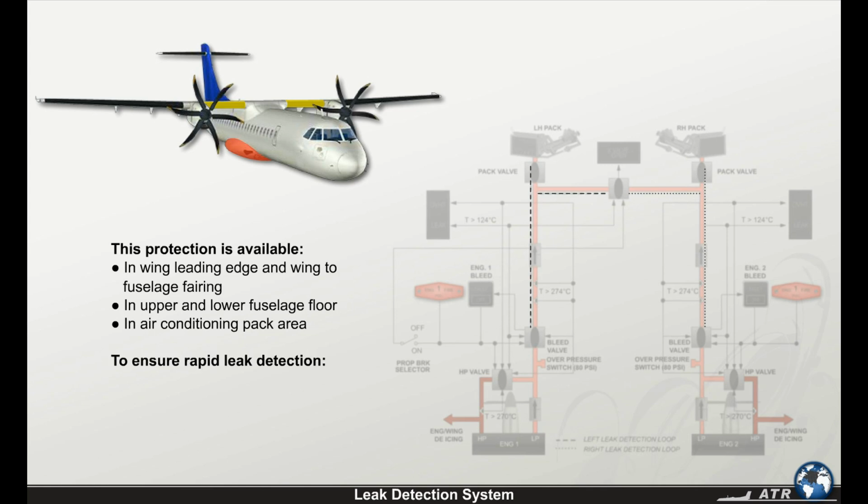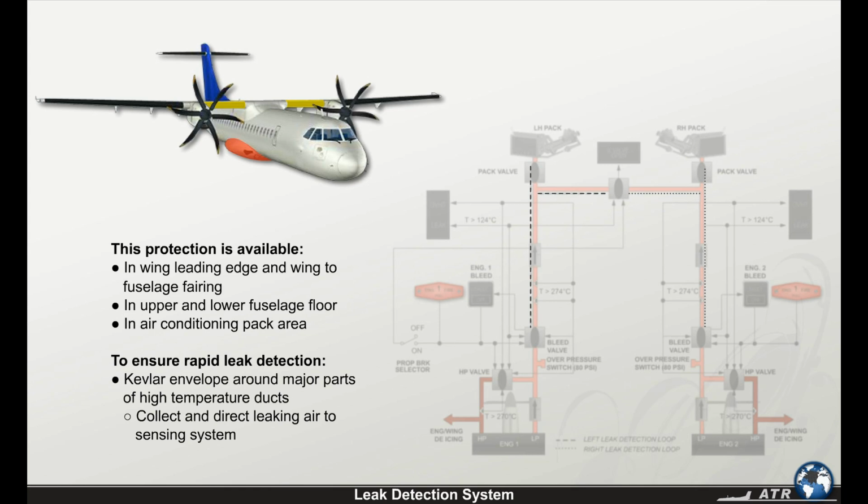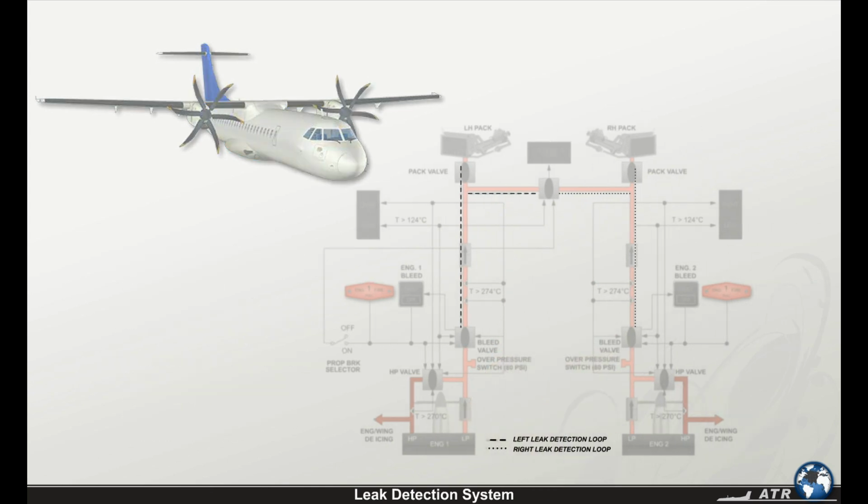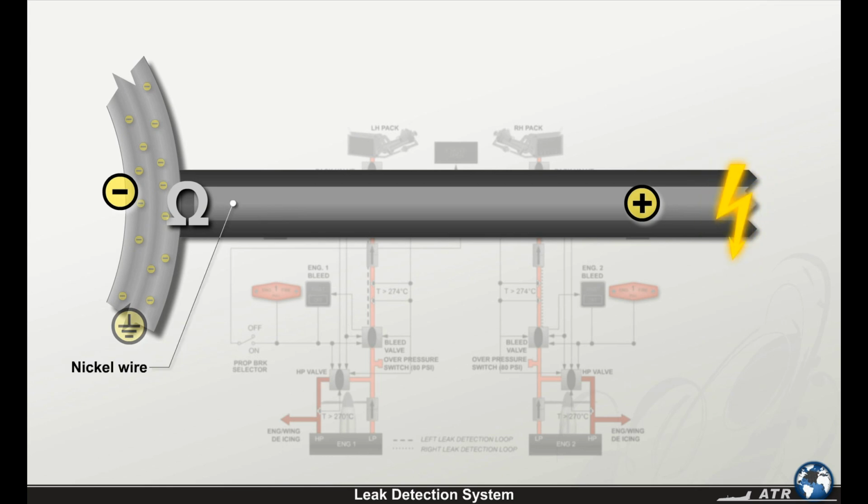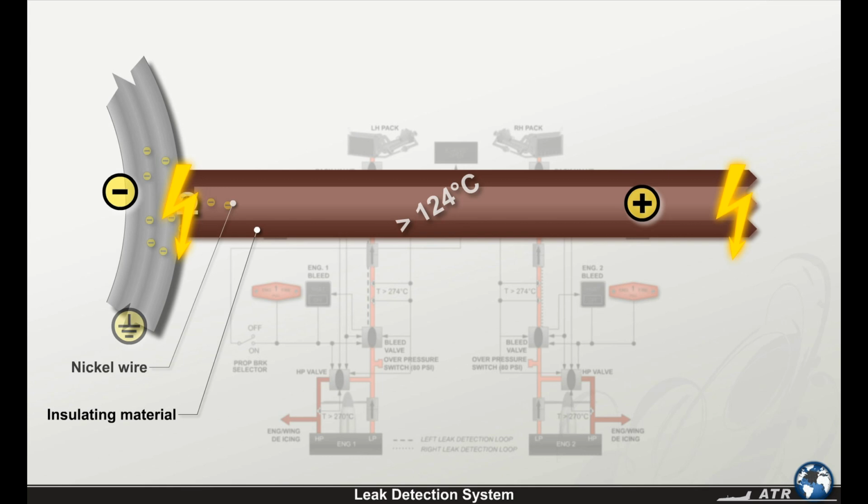In order to ensure rapid leak detection, a Kevlar envelope is installed around the major parts of the high-temperature ducts in order to collect and direct leaking air to the sensing system. The sensing system has two single-loop detection assemblies for the left and for the right air duct systems. The sensing element consists of an energized nickel wire embedded in an insulating material. The insulating material is connected to the aircraft ground. When it is being heated, the insulating material loses resistance and the nickel wire is connected to the aircraft ground.